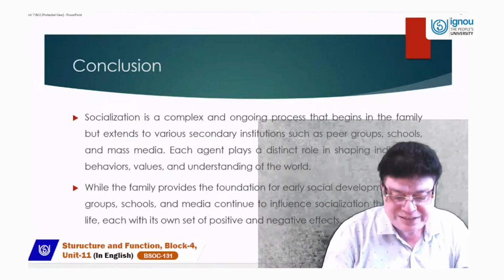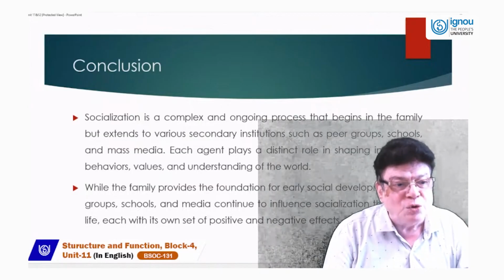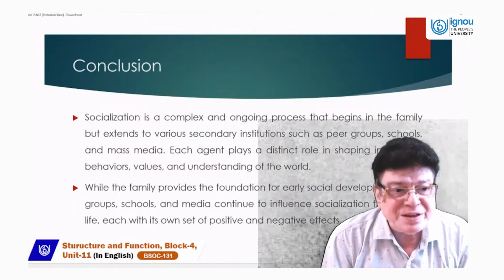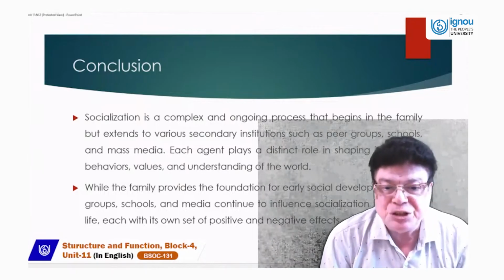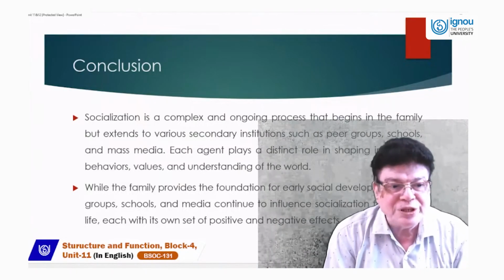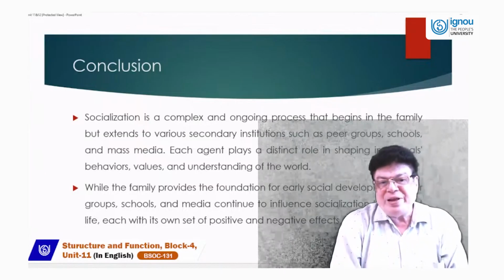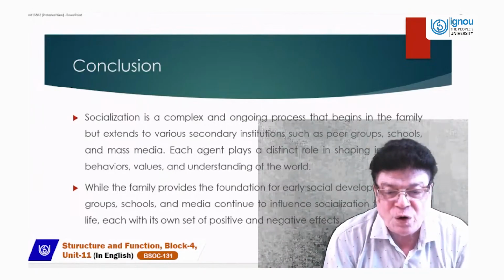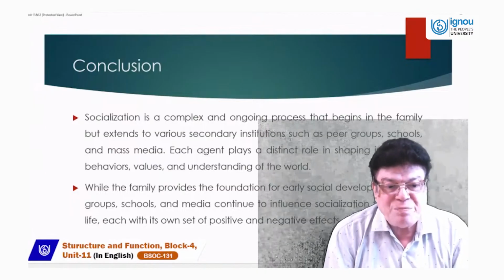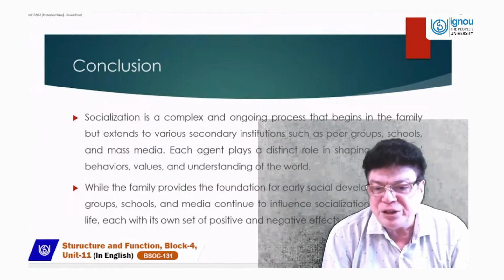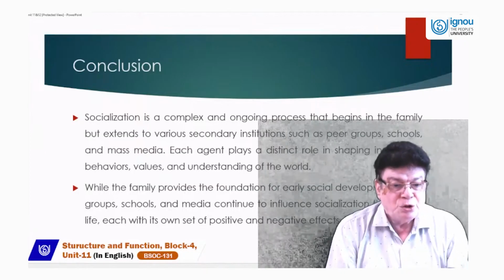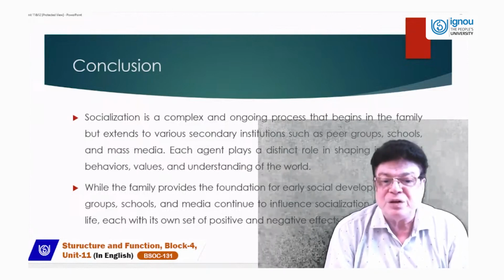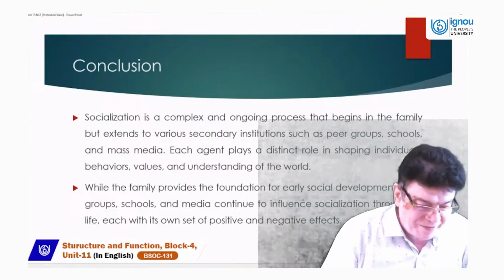So now we come to the next chapter. In conclusion, socialization is a complex and ongoing process that begins in the family but extends to various secondary institutions such as peer groups, schools, and mass media. Each agent plays a distinct role in shaping individuals' behaviors, values, and understanding of the world. While the family provides the foundation for early social development, peer groups, schools, and media continue to influence socialization throughout life, each with its own set of positive and negative effects.